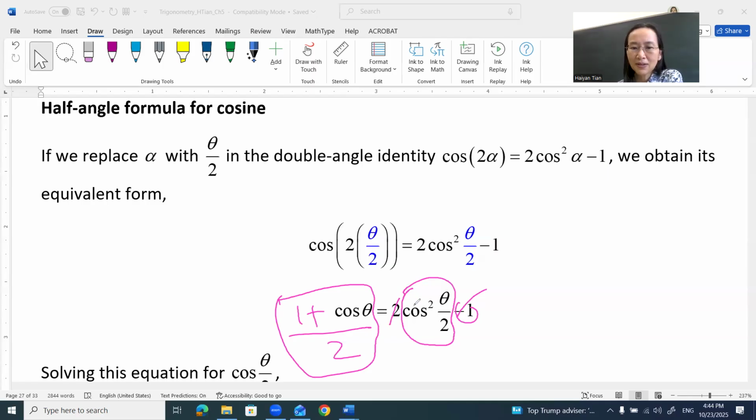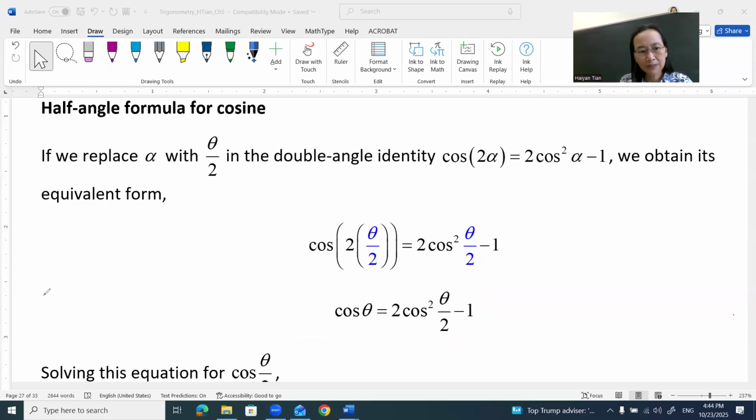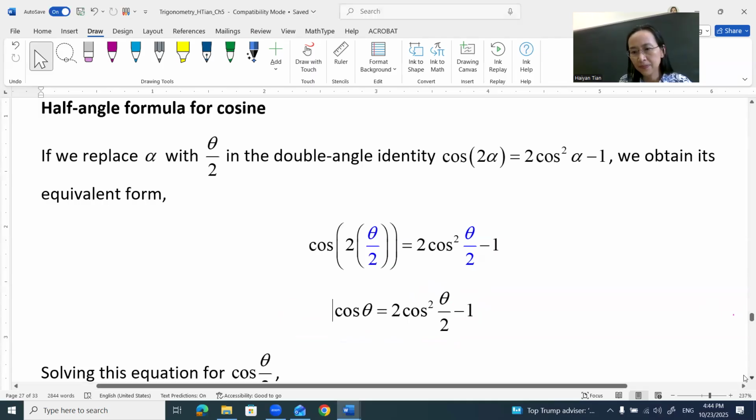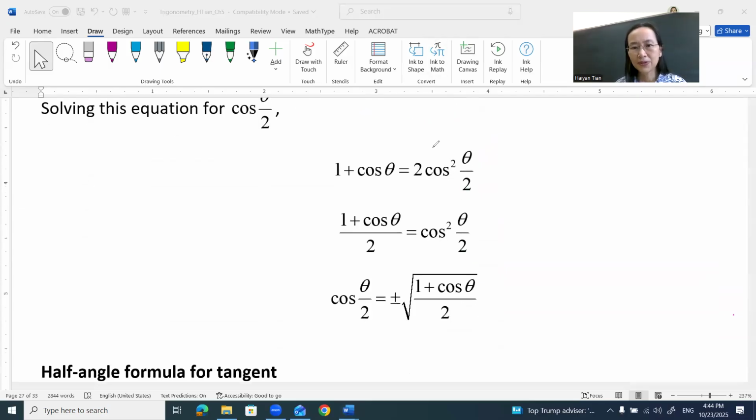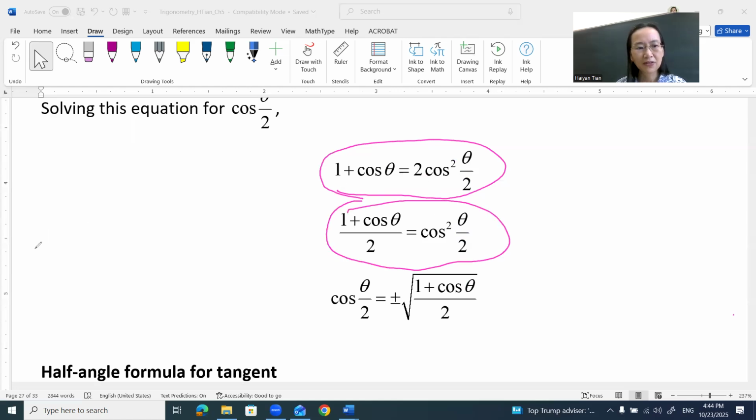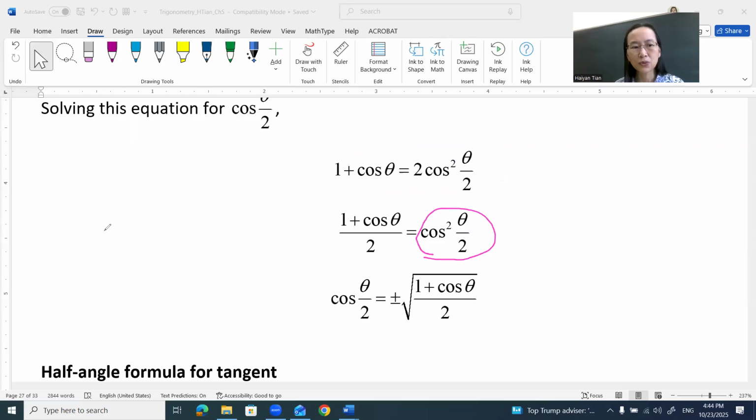But how do you get cosine of the half angle? Yeah, take a square root. So now, after we solve this equation, adding 1 and dividing by 2: first you add 1, then you divide by 2, and you get cosine square of a half angle. That's still not good enough, so we take a square root. If you take a square root, then the square will be gone.